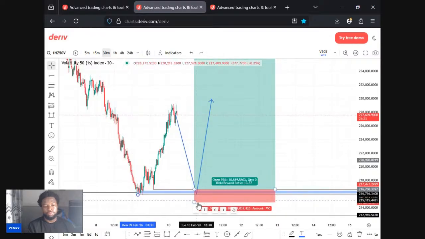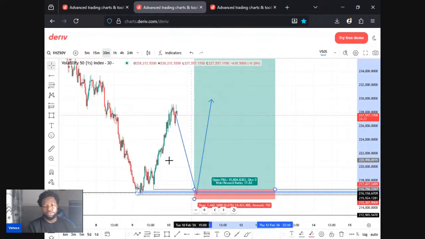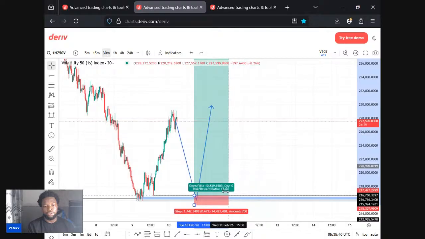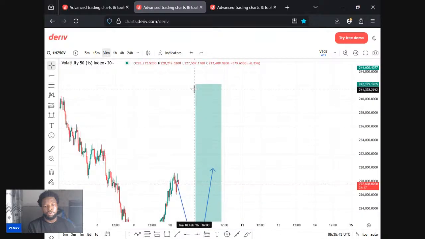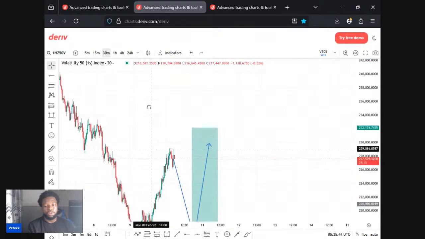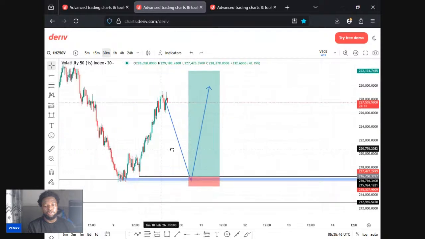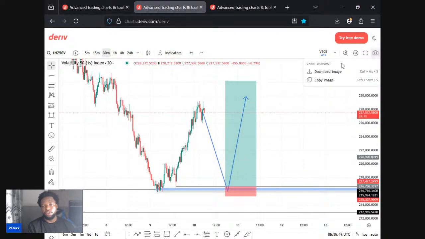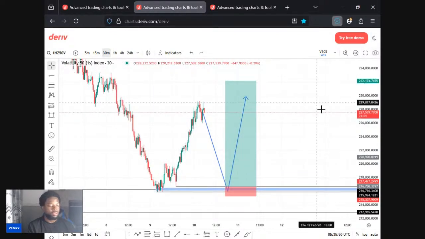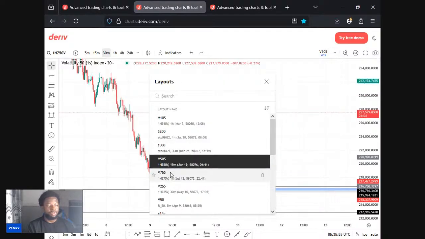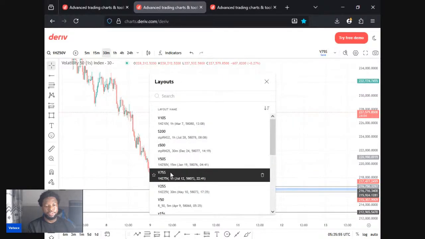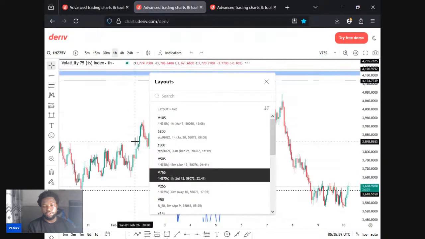So that is it. So this is a setup we are anticipating currently on V51s. Okay, so we have this on V51. I'm going to save it and then share it in the Telegram community. Alright, so the next pair I'm going to be checking out is V75s. What do we have on V75s? So let's check.